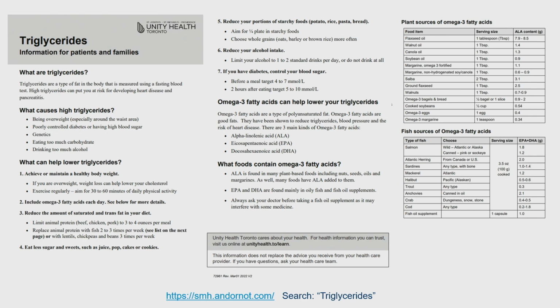And I just wanted to highlight, this is a resource that I use in practice with some of my CF patients. It was developed at our institution through the lipid clinic, and it is available online to the general population. So the website's listed here, and you can just search triglycerides. We do also have some resources for the portfolio diet and the Mediterranean diet.